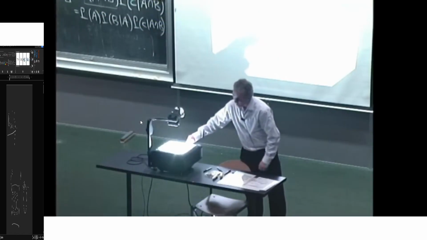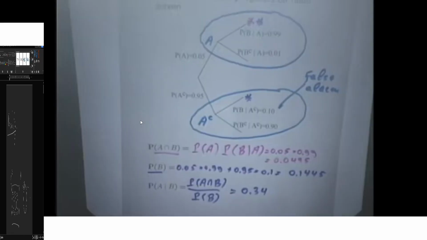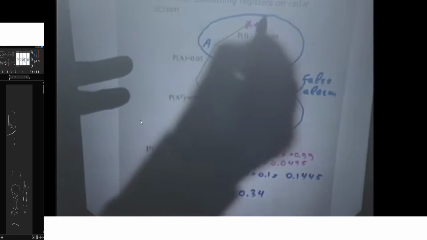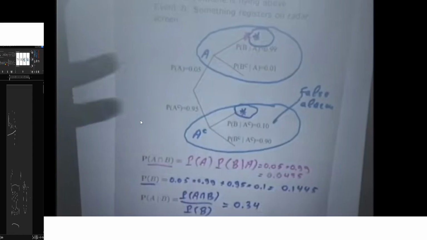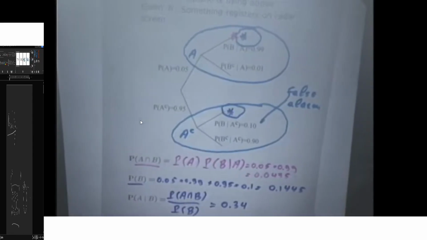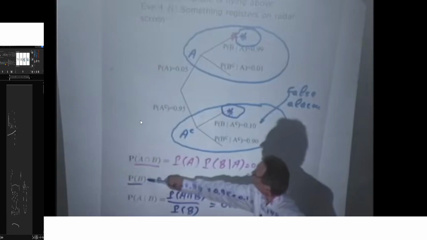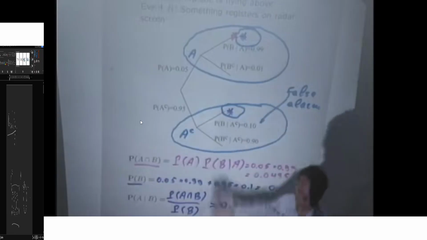What we did was to calculate the total probability of a certain event B that was made up from different possibilities which corresponded to different scenarios. So we wanted to calculate the probability of this event B that consisted of those two elements. Let's generalize.